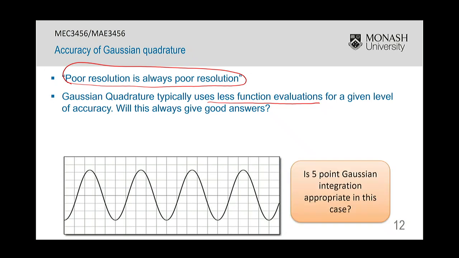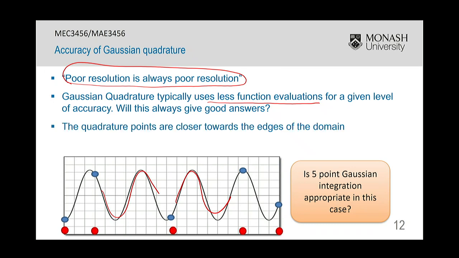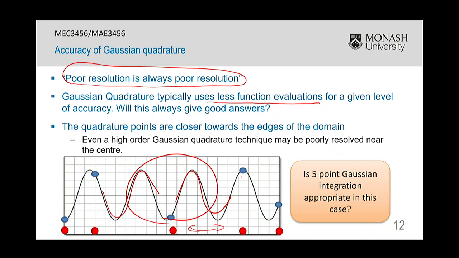So let's look at this oscillating function here. It's obviously some kind of sinusoid. Do we think that 5-point Gaussian quadrature is going to work well and be appropriate in this case? Let's look at the 5 points that we might get and then look at the function. Well, clearly we're not picking up these oscillations in the function, so this is not going to give a good answer. It's even exacerbated by the fact that the quadrature points tend to be closer to each other towards the edges of the domain and further apart in the inside of the domain, so the central part of the domain is underrepresented in terms of its variation.